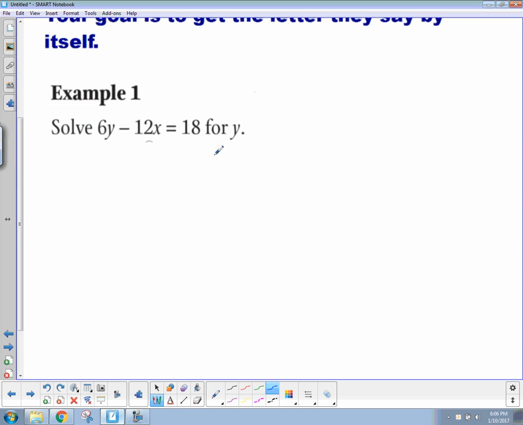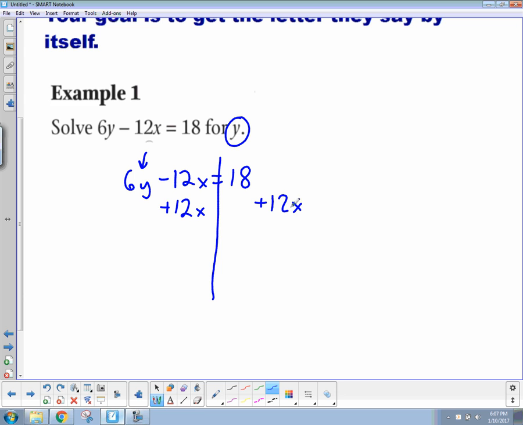They want us to solve for y. Okay? Let me rewrite the problem so I have room to work. So y stays put. Let's get rid of this 12x. So again, draw your line. We're going to add 12x to both sides. Notice how I bump over a little bit? That's to remind me that these are not like terms. So I should write them separately.